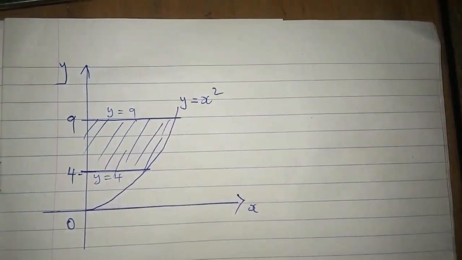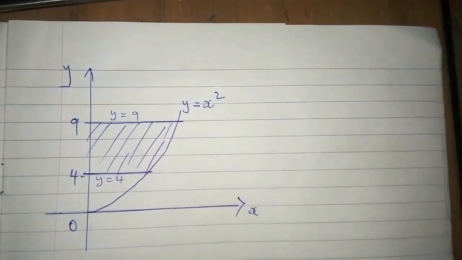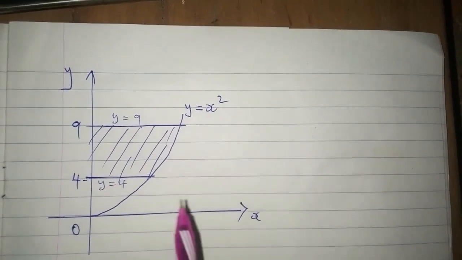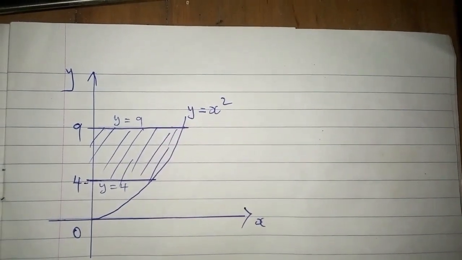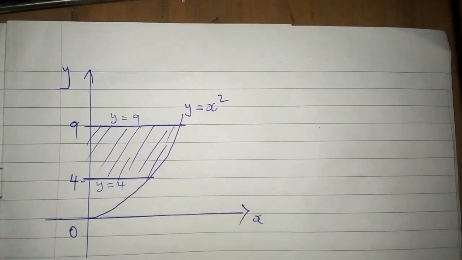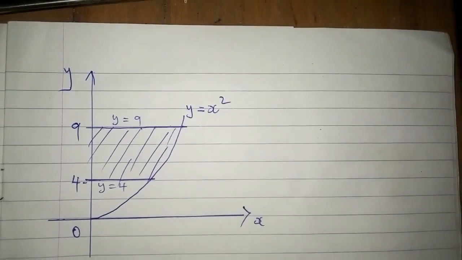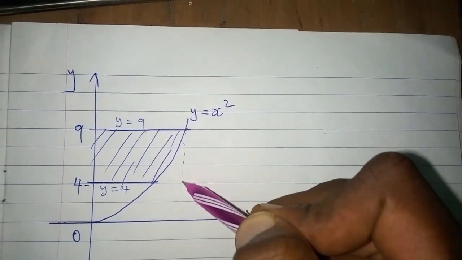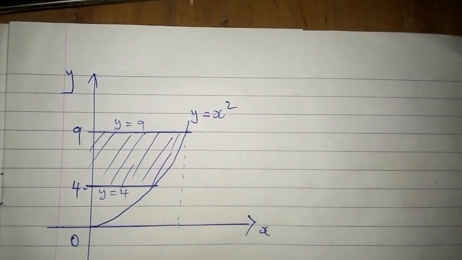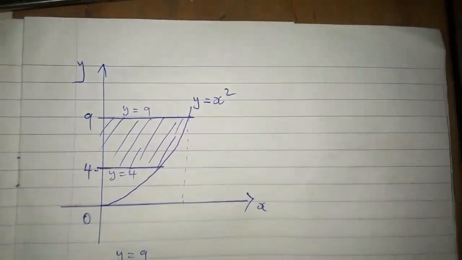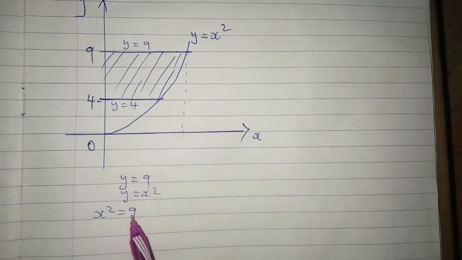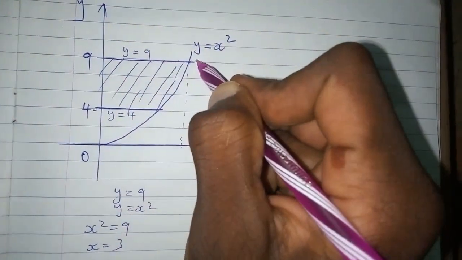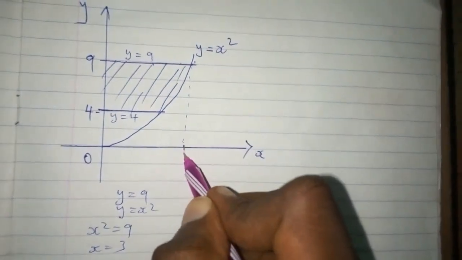So how do you know the coordinates of this point? You say y is equal to 9 intersects with y is equal to x squared. Therefore x squared is equal to 9. Remember, we are finding the value of x at this point. So if x squared is equal to 9, therefore x is equal to 3. So at this point the value of x is 3.